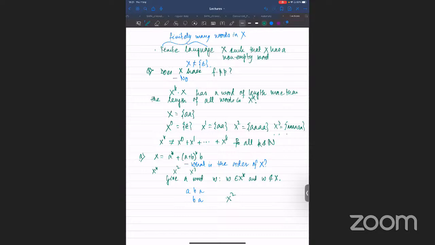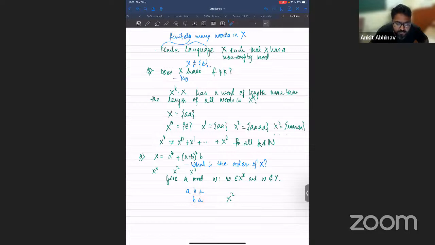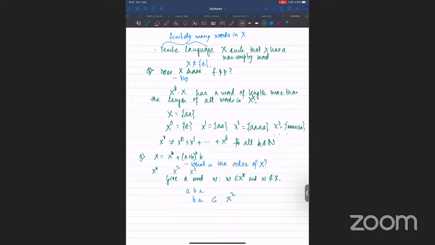So this word BA. First I select B, then I select an A. It won't be there in X square, because if I select B, then I select A, then I have to have a B, sir. No, but here is a plus, correct? And here is an A star. Oh, yes. So BA belongs to X2, fine. And in fact, ABA also belongs to X2, right?